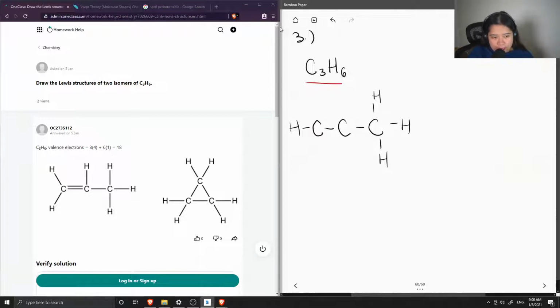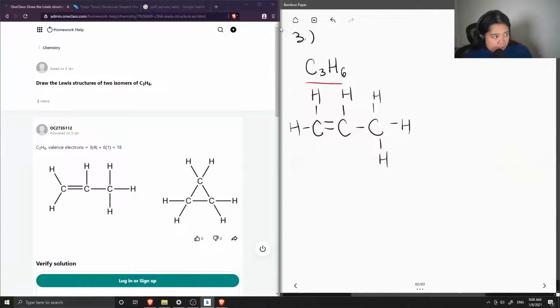and if I were to add a double bond, I'll just put the ones that were erased. And now if I had a double bond in my structure and count out the hydrogens, 1, 2, 3, 4, 5, 6, I now have the correct structure for C3H6.